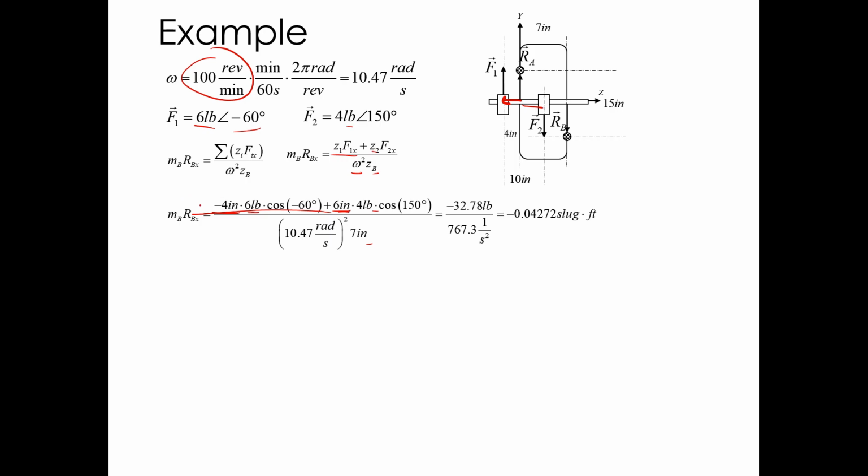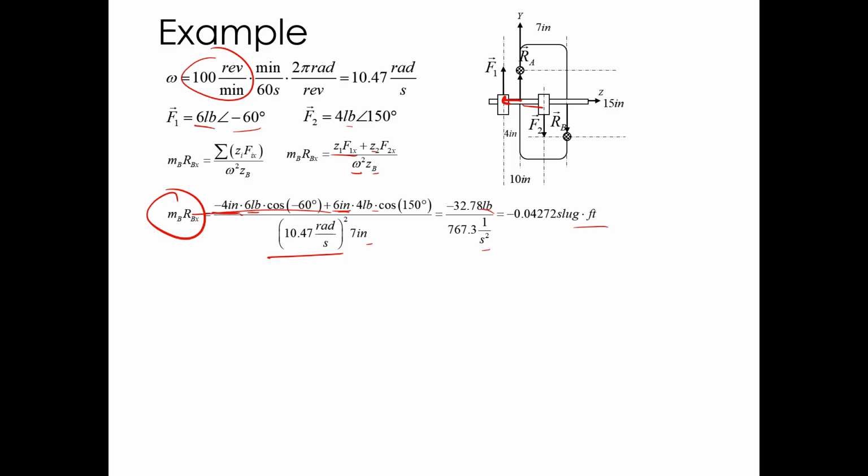So when I do that, I get radians per second squared. Radians are unitless, right? They go away. The inches divide out. I get pounds over second squared. I get slug feet, just what I would expect to get. Mass in slugs, RBX in feet.